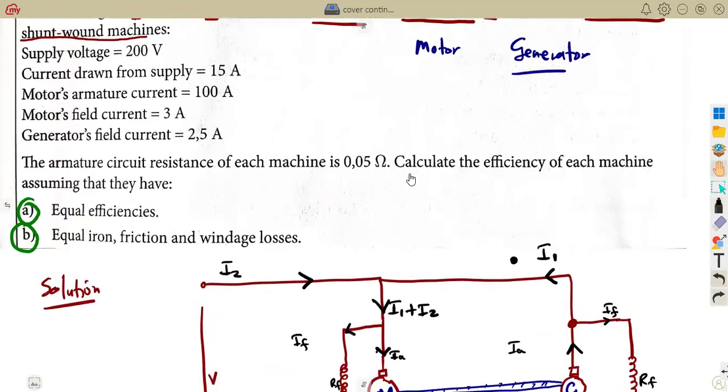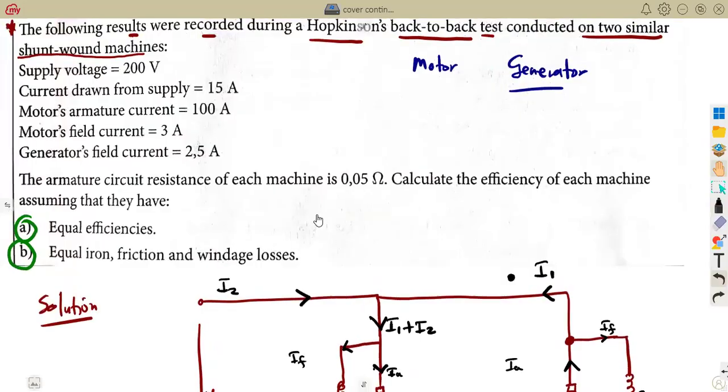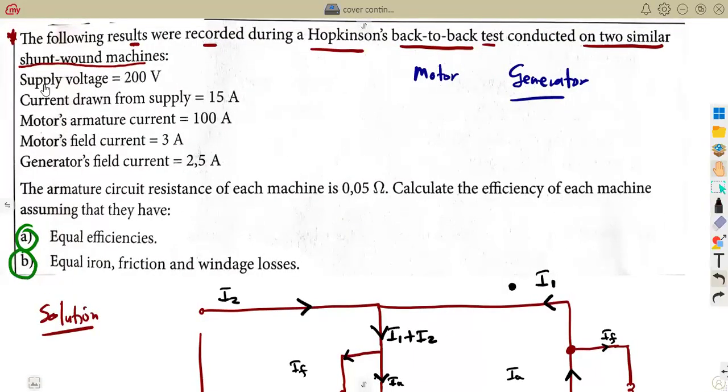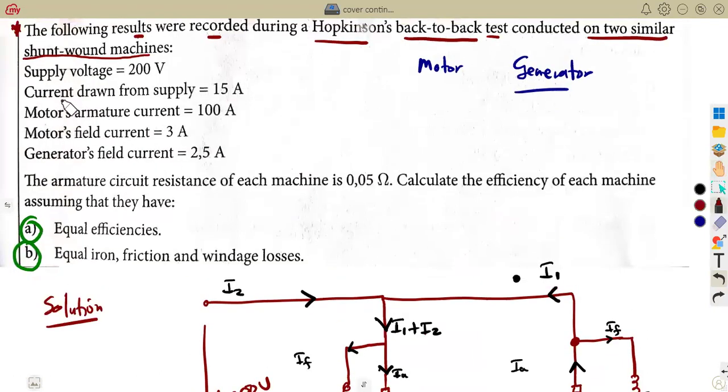All right, so understand this. The flow of currents is very, very important because it is going to help you in determining some of the information. You'll see it as we are answering our questions. So let us just quickly insert what we are given. You're given that the supply voltage is 200. So that is the supply voltage we're already given. Here is 200 volts. We also have the current drawn from the supply. Remember, this is the part of our supply. So that is I2, which is 15 amps.